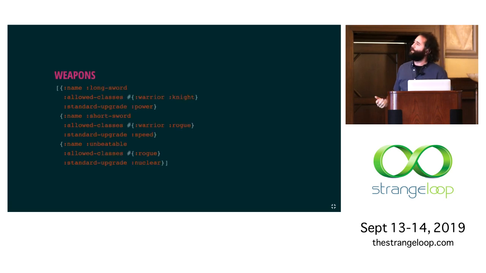So here we have our weapons. So we have the name of the weapon, and then we have the allowed classes. For any of you who aren't Clojurists, this hash curly brace is a set. We have a set of values here. So we have a warrior and a knight. And these allowed classes are the only people who can use this weapon, right? So these are the classes that can use this weapon. And then we also have the standard upgrade. Every weapon will have a standard upgrade. And then you'll see in stats that we have more upgrades, okay?